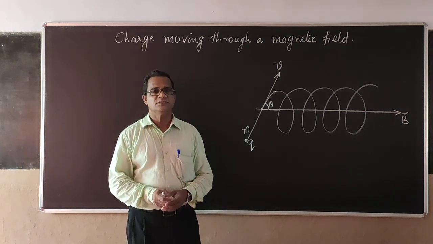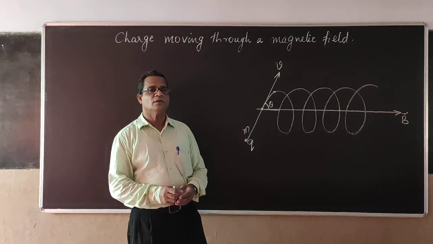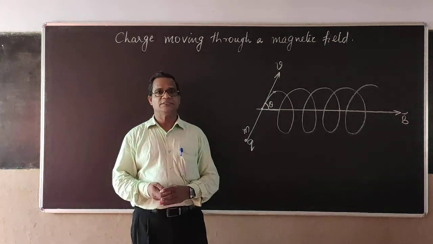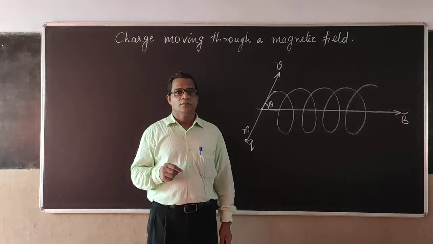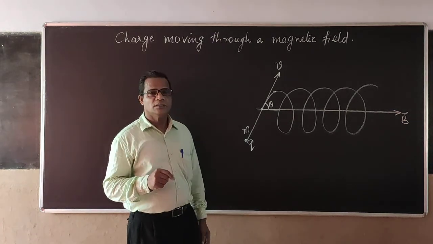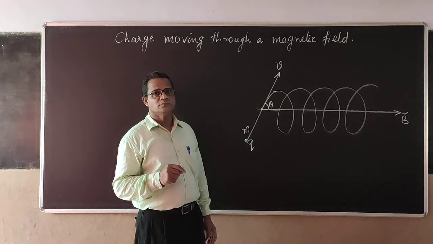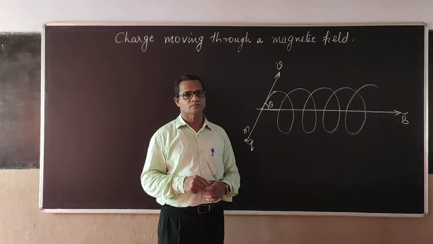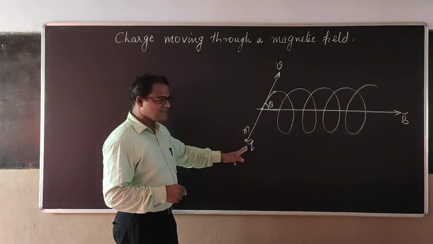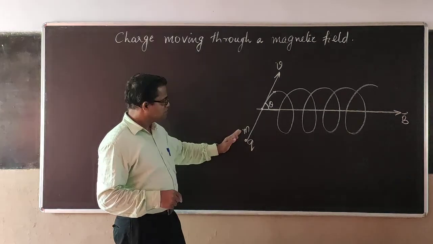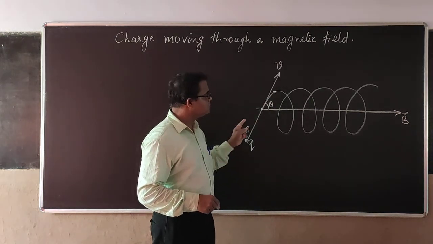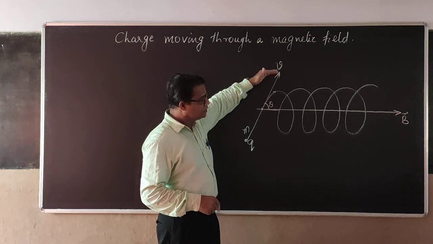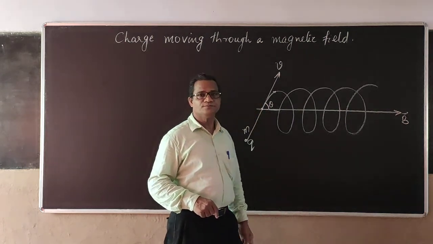In this session we discuss the behavior of an electric charge which is moving through a magnetic field. Here we consider the motion of the charge which is at an angle theta with the magnetic field. Now suppose Q is the charge having mass m. I am firing that into the magnetic field at an angle theta with a velocity v. This is the direction of the uniform magnetic field.